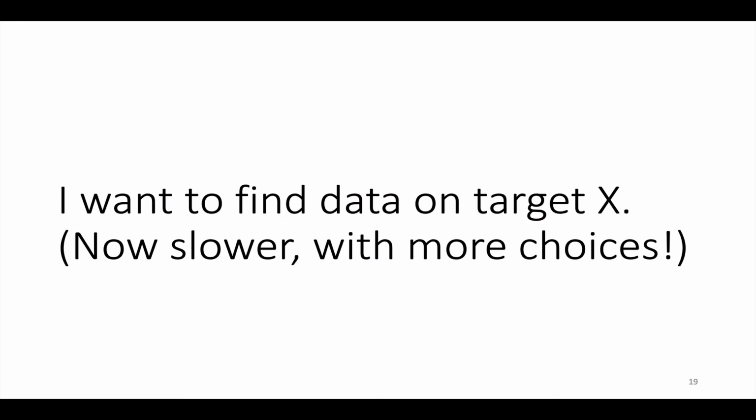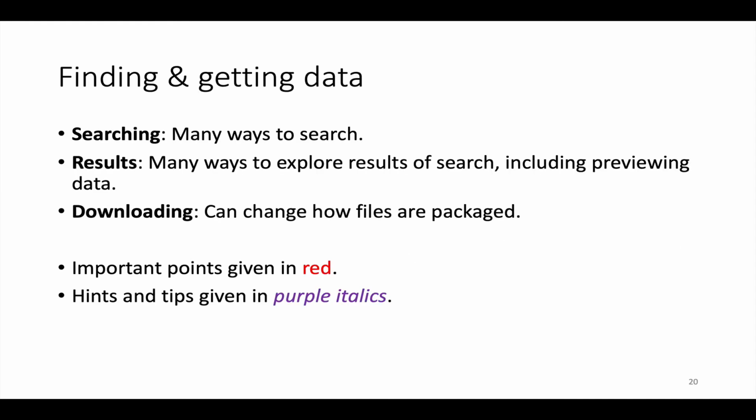Now I'm going to go a little bit slower, talking more about the individual choices at each of these steps for a search on any given target. There are 3 main phases to that. Searching the archive, and there's many different ways to search the archive. Then looking at the results, and there are many tools that allow you to explore the results of the search, including previewing the data. And then the final phase is downloading, and you have some control over how the files are packaged. For the rest of the talk, the really important points on each slide are given in red, but hints and tips are given in purple italics.